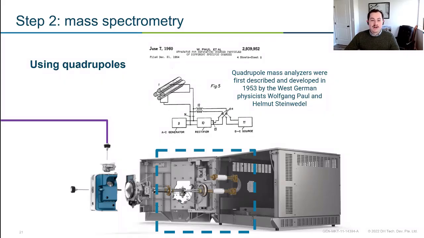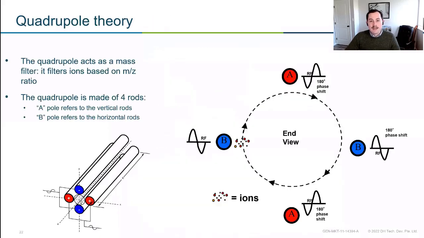And at first, I'm going to be talking about quadrupoles. Quadrupoles were invented in the 50s by two German physicists, and we've been using them ever since because they're really good at being mass filters. The way they work, without going into too much of the physics or detail, is that we have four poles, right? So hence quad.